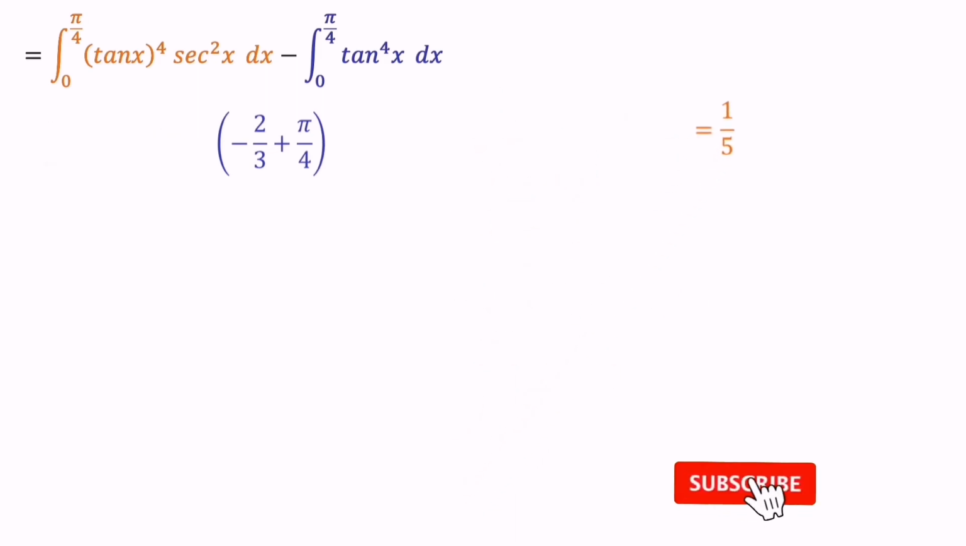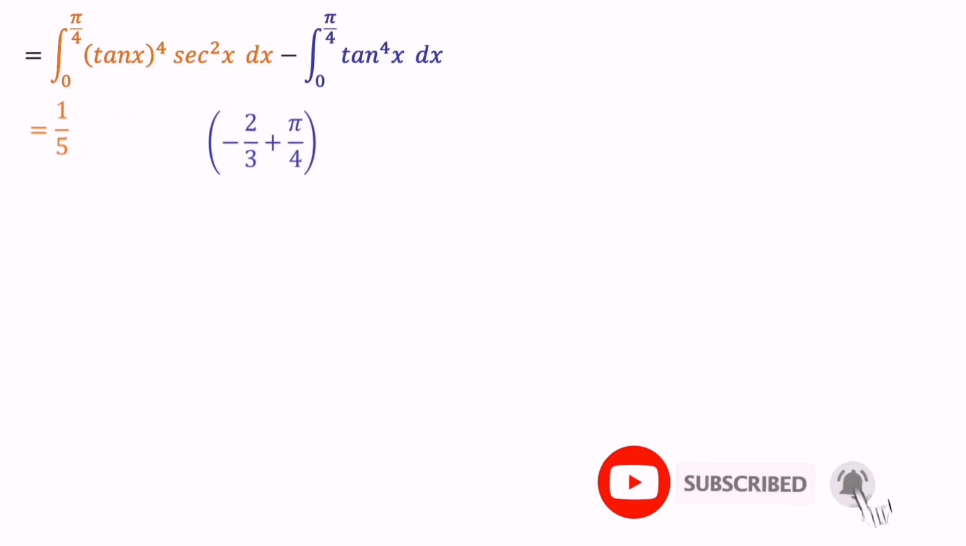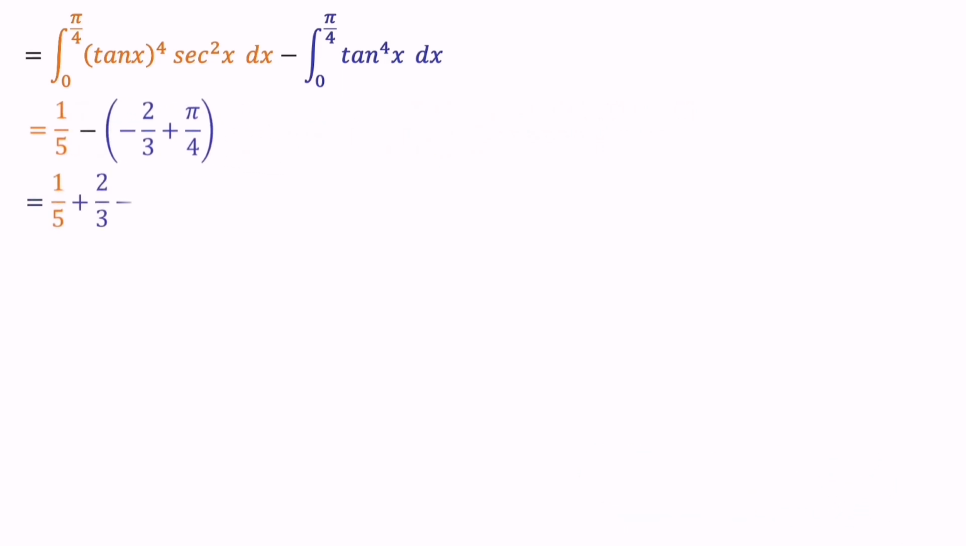Now we can remove the brackets and get the result 1 over 5 plus 2 over 3 minus pi over 4. We can get a common denominator for 1 over 5 plus 2 over 3 as 15. Then in the numerator we have 3 plus 10. 3 plus 10 equals 13. So we can write the final answer as 13 over 15 minus pi over 4.